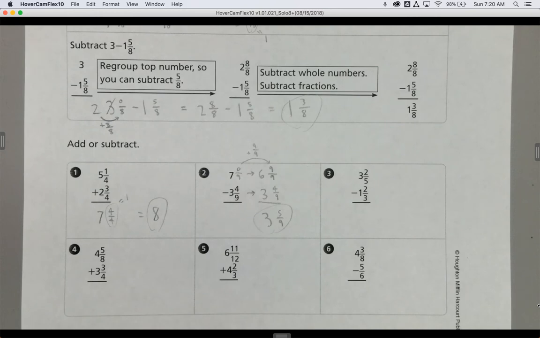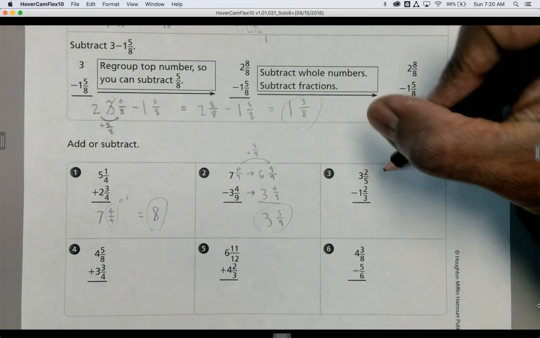Number 3. We're subtracting 3 and 2/5 minus 1 and 2/3. We'll need to come up with a common denominator first. Start with the larger of the two. 5 won't work for 3. Multiples of 5: 5, 10, 15. Ding, ding, ding. 15 is our common denominator.